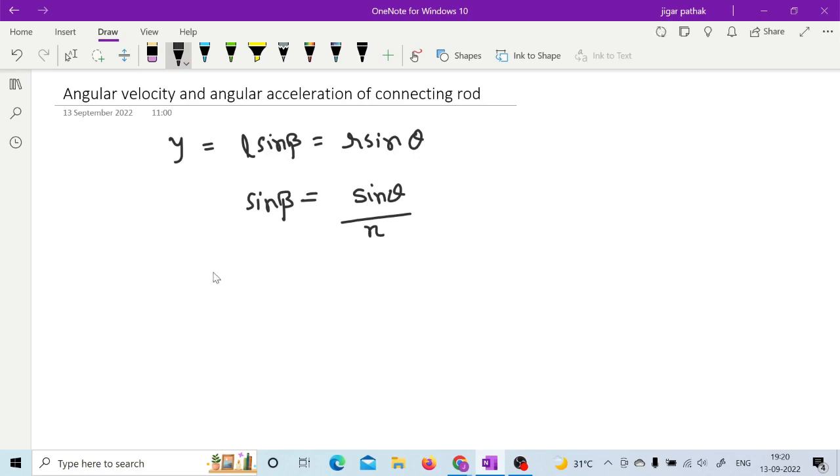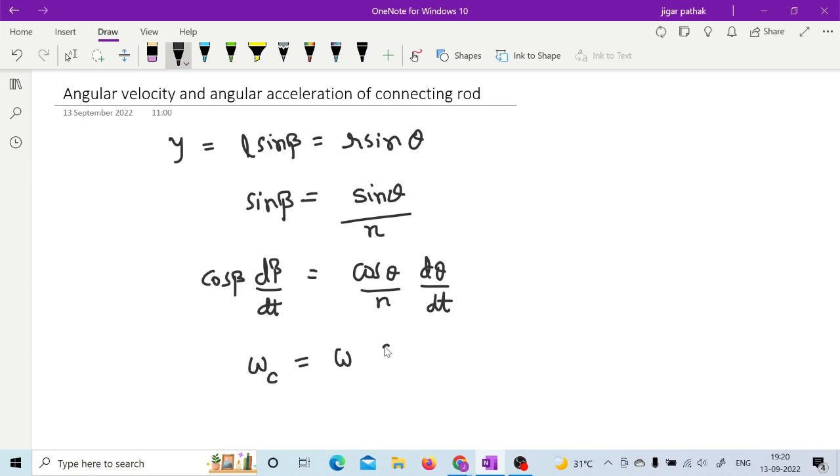Now if you differentiate this equation with respect to time, it will give cos beta d beta by dt is equal to cos theta by n d theta by dt. So when you do that, you will find this, right? Now here d beta by dt is nothing but the angular velocity of the connecting rod, omega c, and d theta by dt is the angular velocity of the crank.